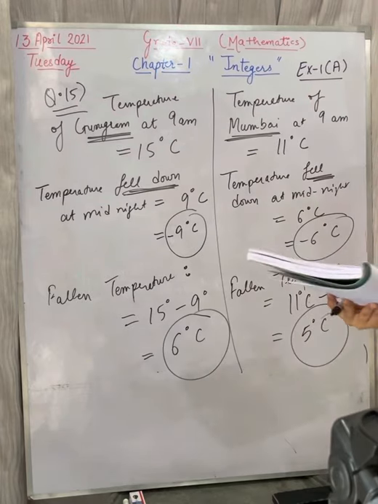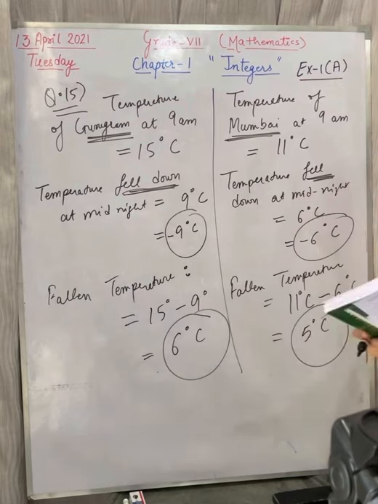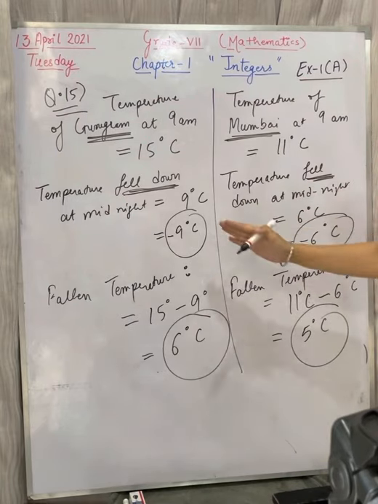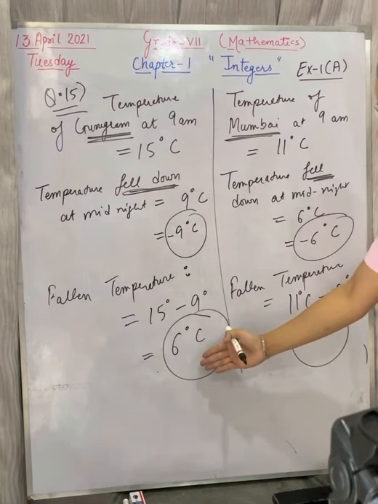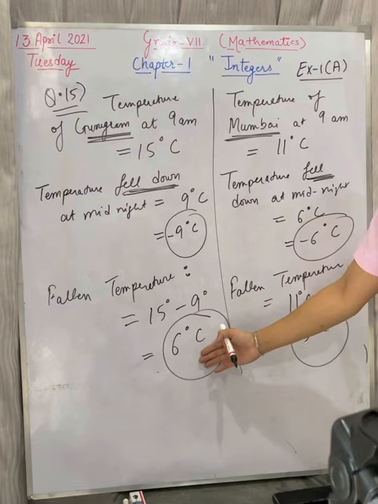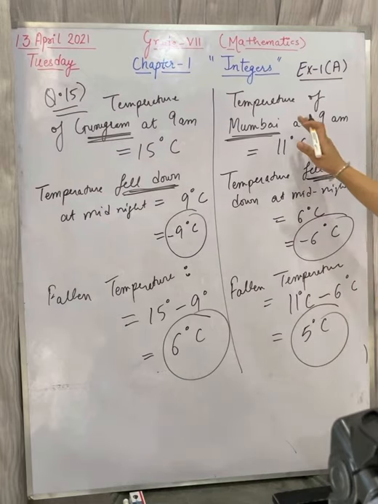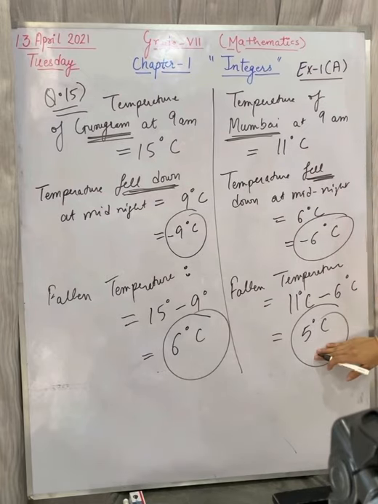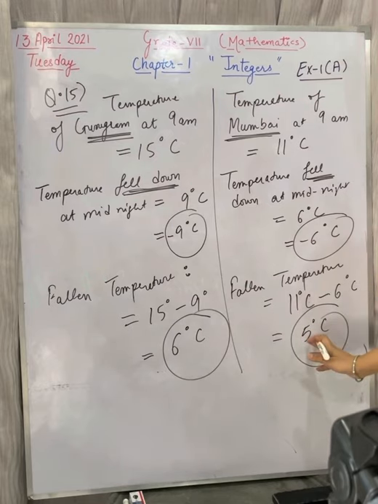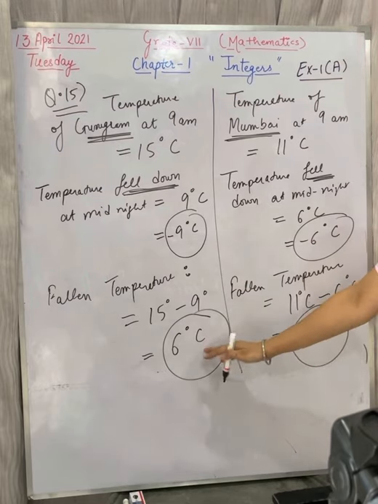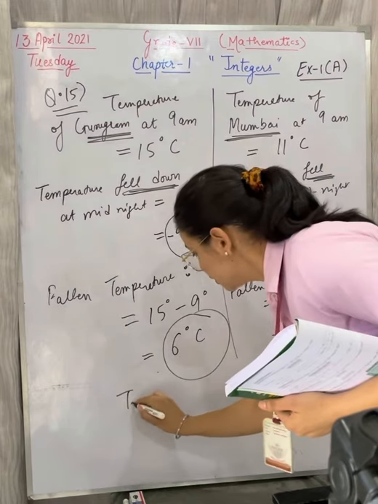Then they have asked which fall was greater. Whose temperature fell at the greater rate, Gurugram or Mumbai? Please tell me quickly. Sanchit, very good. Aditya, Anmol, no. Mumbai's temperature fell by 5 degrees. It is 6 degrees for Gurugram. Which is greater, 6 or 5? Obviously 6 is greater.